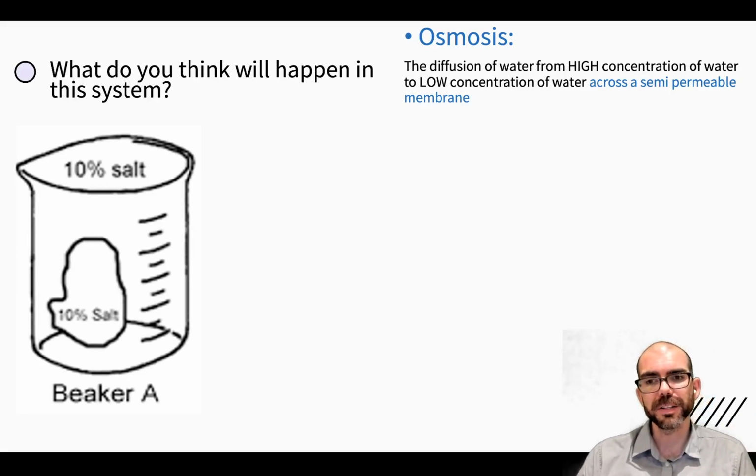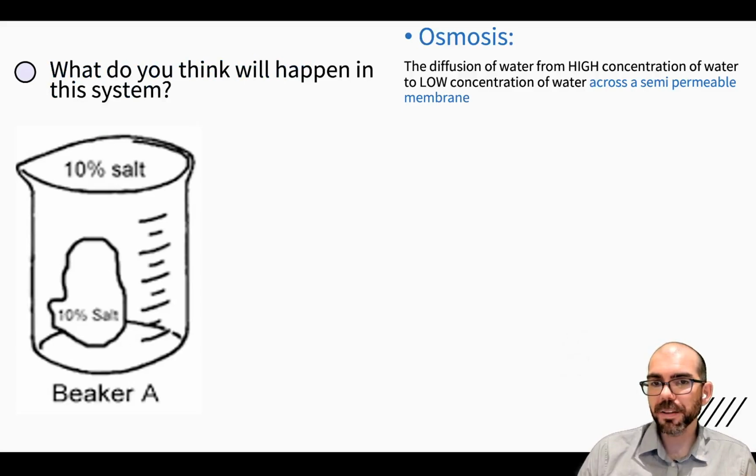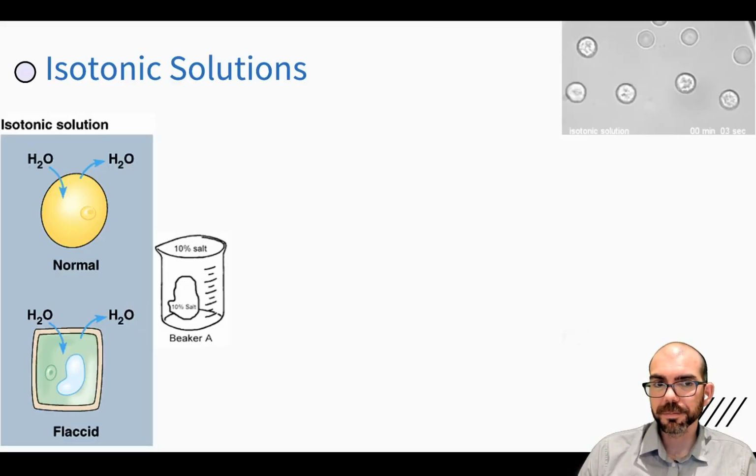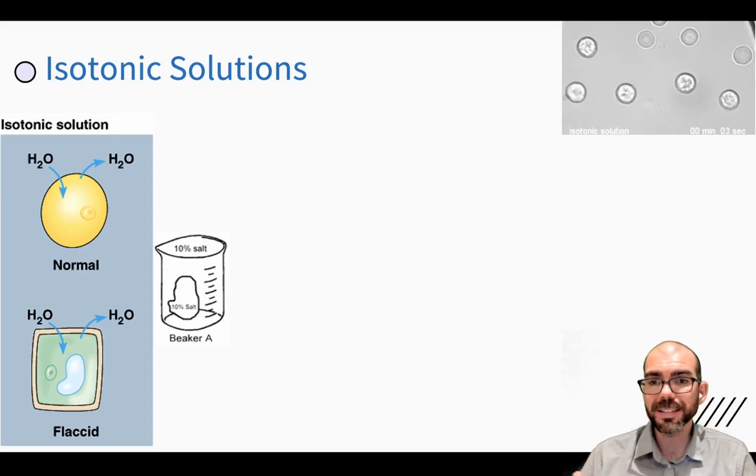Here's another system I want us to look at. This time I have a 10% salt solution and a cell that contains 10% salt. What do you think is going to happen in this system? Well, this system's perfectly balanced. I have the same amount of solute outside as I do inside.